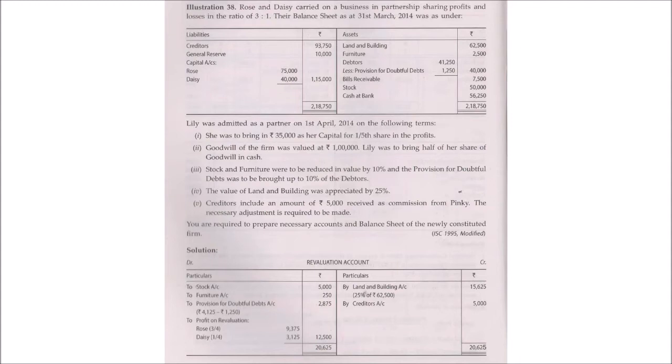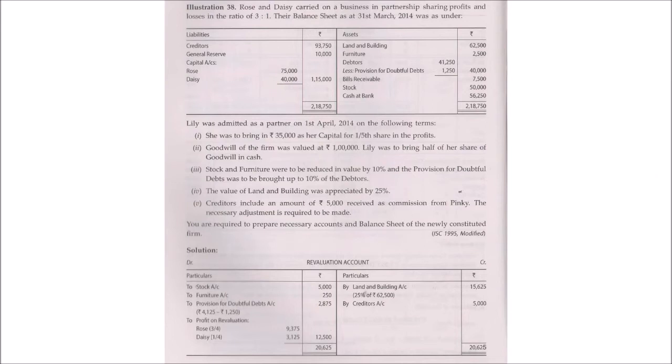Here is the question. Rose and Daisy carried on a business in a partnership sharing profits and losses in the ratio of 3:1. Their balance sheet as at 31st March 2014 was as under.